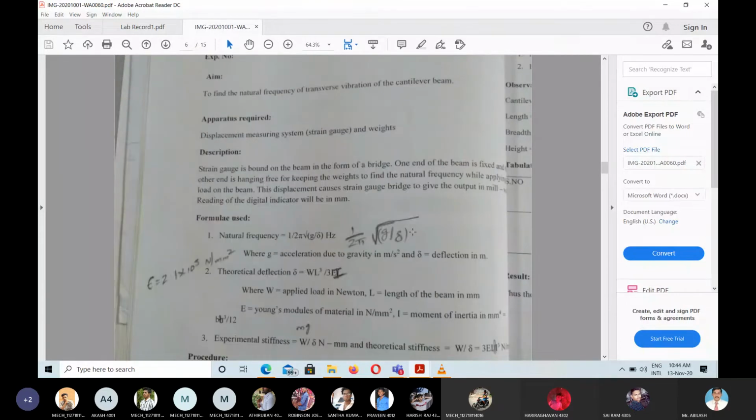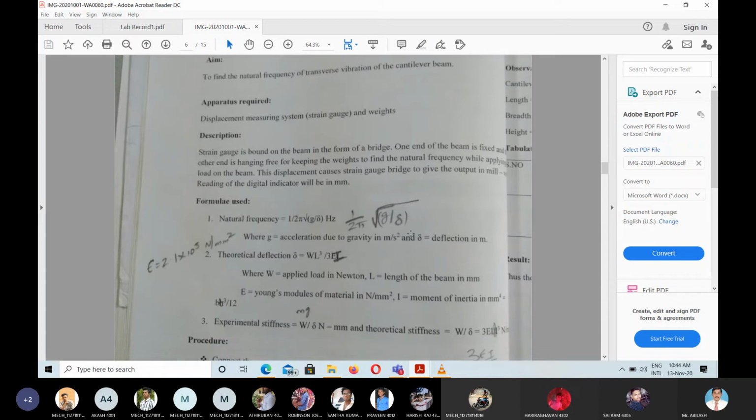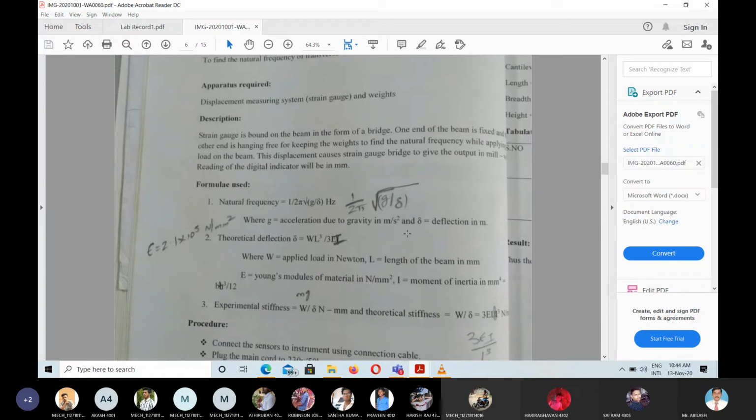Okay. The aim of this experiment is you need to calculate frequency. Next observation is you need to measure the time taken for 10 oscillations. You need to measure the length of the beam. Next, let me explain the experimental procedure. Please note it down. Cantilever beam.